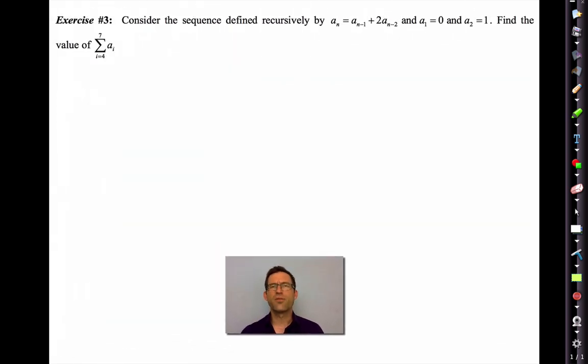Consider the sequence defined recursively by a sub n equals a sub n minus 1 plus 2a sub n minus 2, a1 equals 0, a2 equals 1. Find the value of this. I want you to pause the video right now and look at this entire problem. It's not all that difficult, but there's a lot of mathematical symbolism in it that can get quite confusing. So I want to see if you can weed through it on your own, and then we'll take it from there, okay?